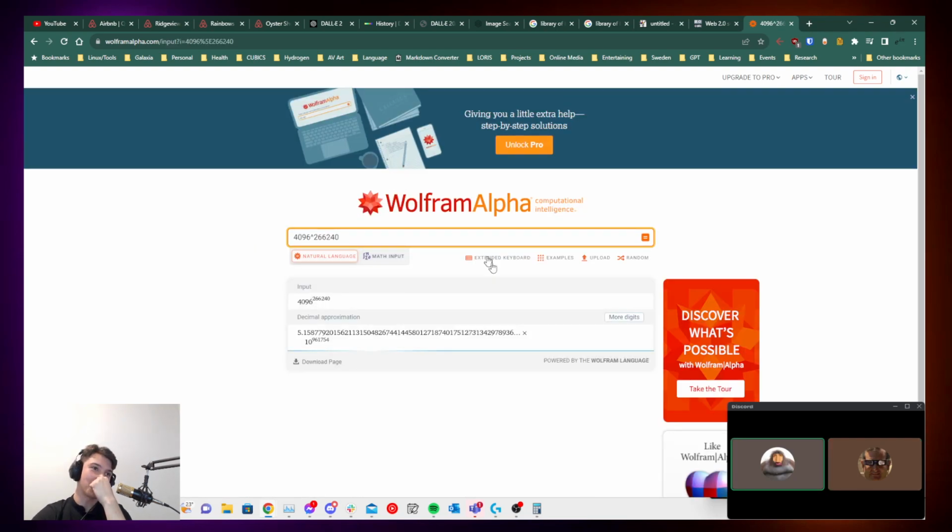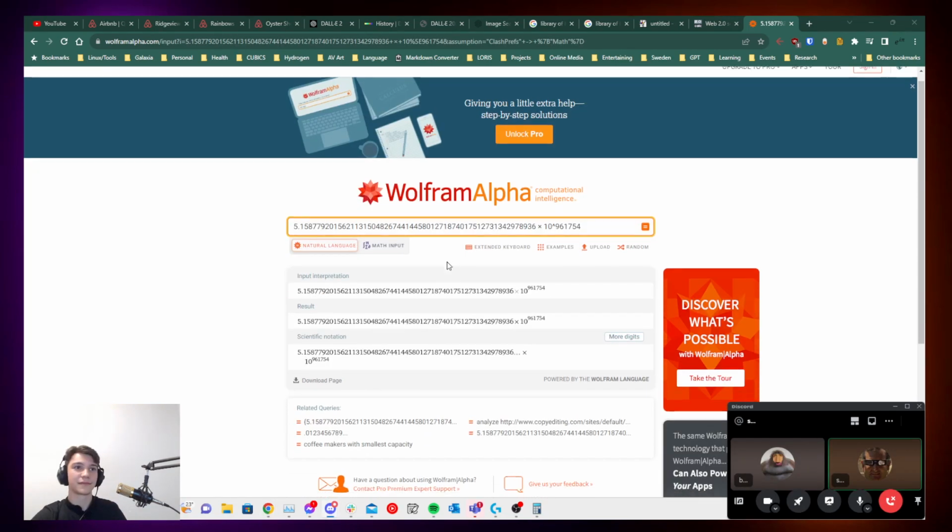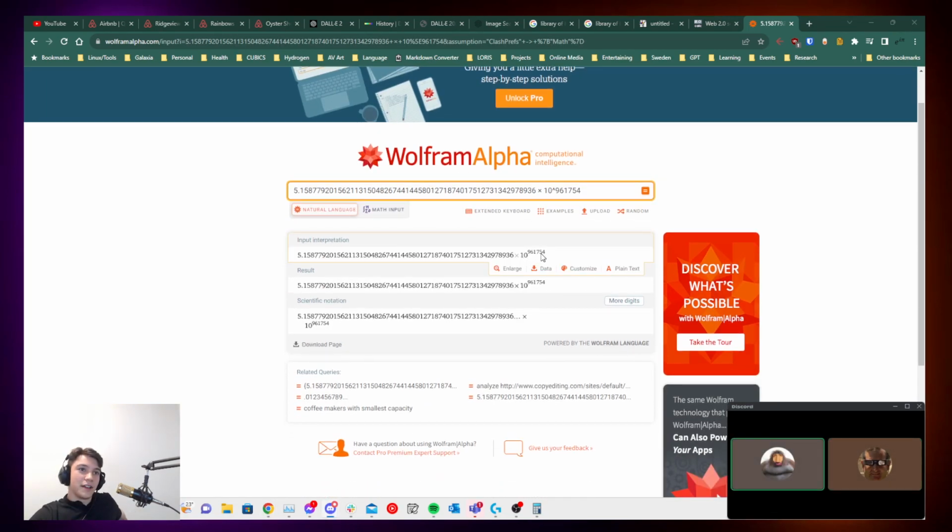Come on, Wolfram. Yes, we got a number. 961,000 zeros. Oh my god. At least Wolfram can calculate it. It can figure out the scientific notation, but I don't think it's possible to show this. You can make a quick script that will print five and then print zero 961,000 times to just see how big the number is.